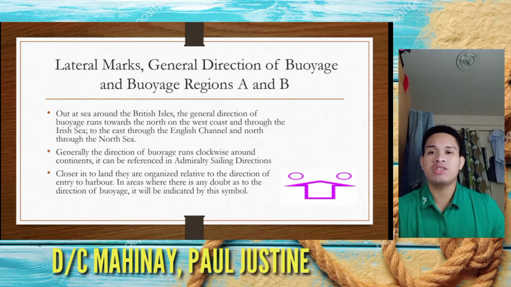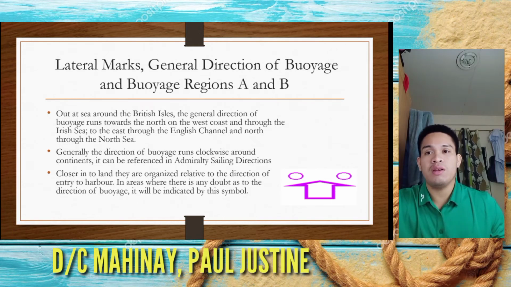I will explain on the Admiralty chart. On Admiralty charts, the conventional direction of buoyage may be indicated by a magenta arrow symbol. So the conventional direction of buoyage may be indicated by the magenta arrow symbol. Always remember that.